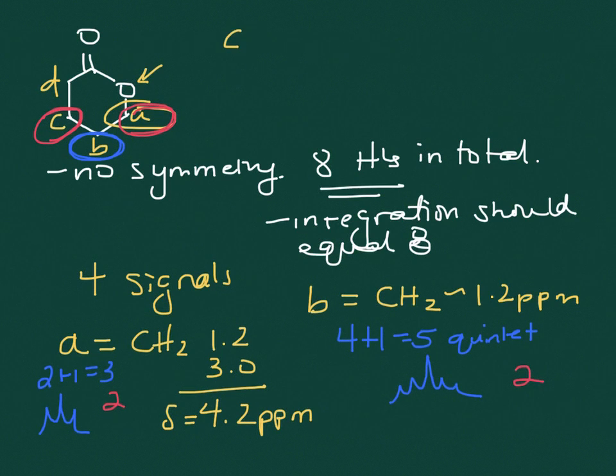So for HC, again HC is a CH2. It will be around 1.2 ppm. Its chemical shift will be different from the chemical shift of HB, because now HC is closer in proximity to the carbonyl. HC will also be split as a quintet.